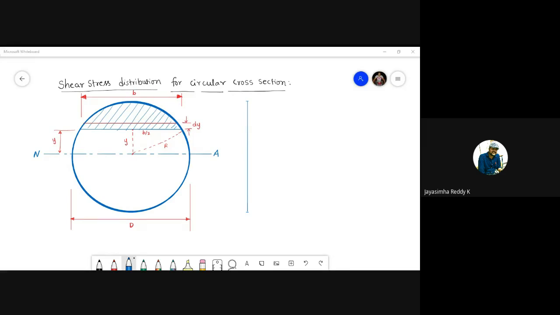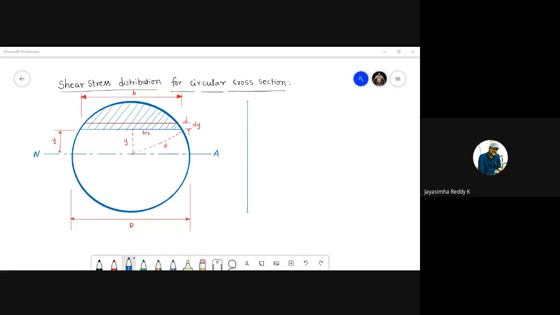See students, most of the problems that appear will be on I sections, L sections, T sections only, but it is necessary for us to study all the formulas of shear stress distribution for all the cross sections that are known. We majorly consider rectangular cross sections, circular cross sections, and triangular cross sections.